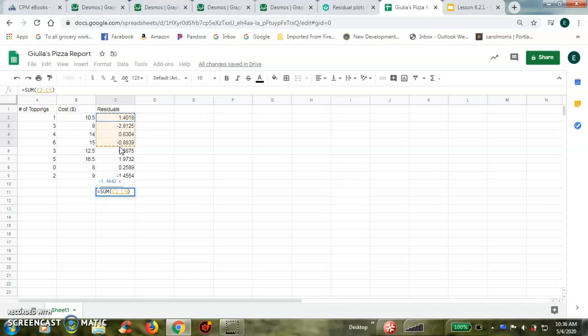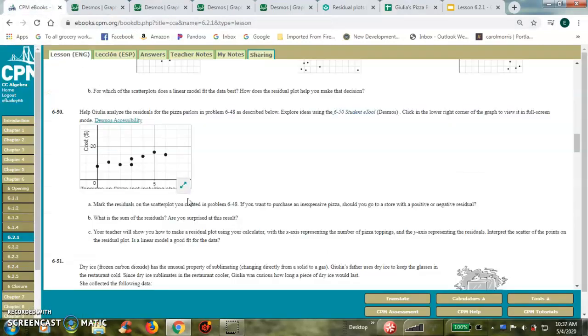Watch what happens next to the sum. I am going to find the sum of everything from cell C2 to cell C9. All right, so I'm just going to hit the enter button. Oh, and look what happens. It gives me the sum here. So note, if you're ever working on a spreadsheet, you're not sure what the function was that you put in here, you can look back up here. All right, the sum of the residuals is 0, which is cool.